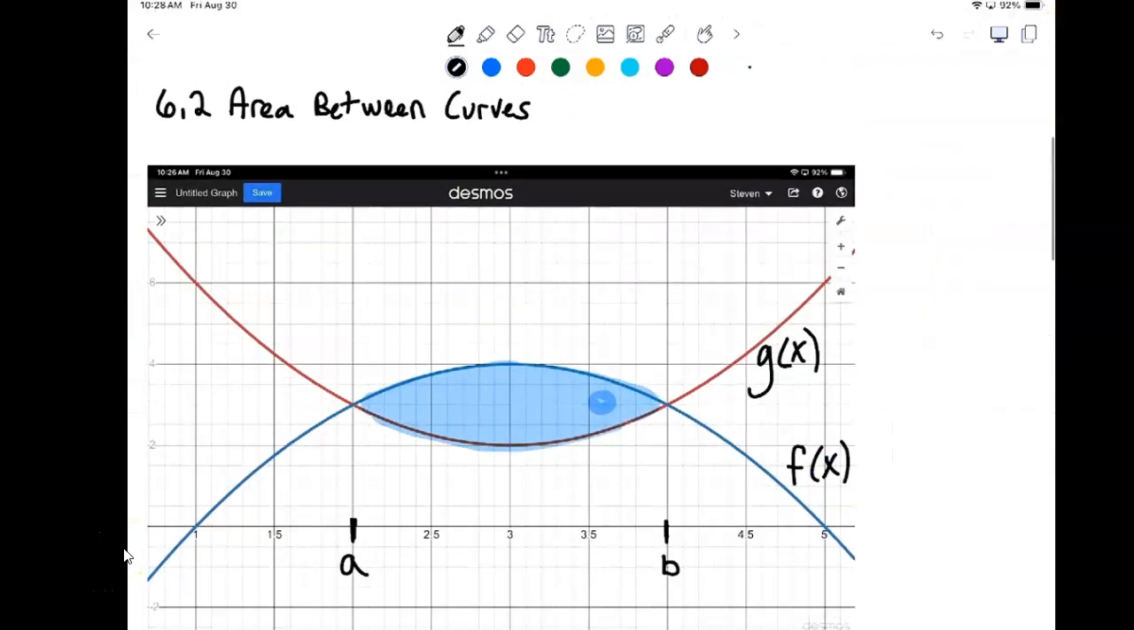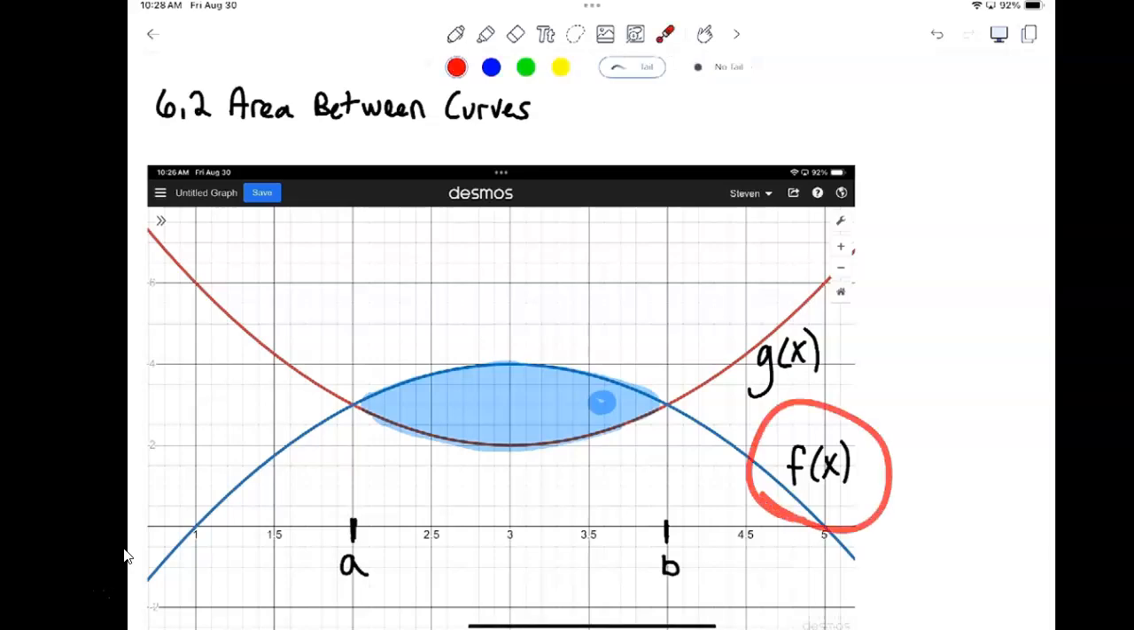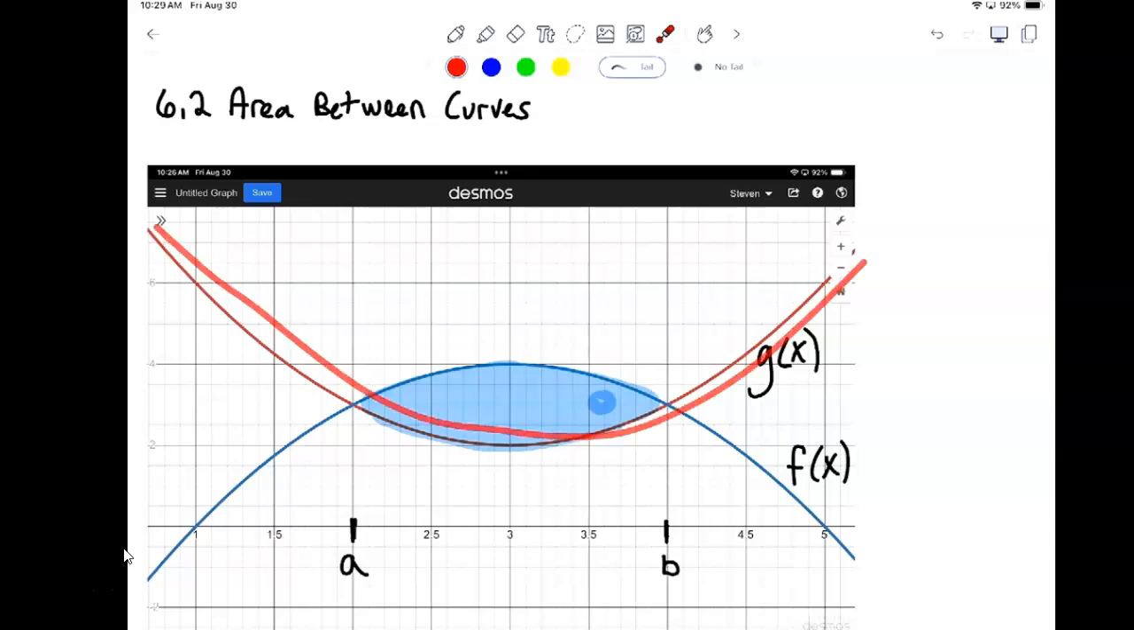All right, welcome back. So now we're going to approach the question of what's the area? We know how to do the area under a curve. What about the area between two curves? So in this picture here, I have a function in blue, f of x, which happens to be my top function, and the other function, g of x, which in this picture, for the area that we're interested in, is the bottom function. It's on the bottom.